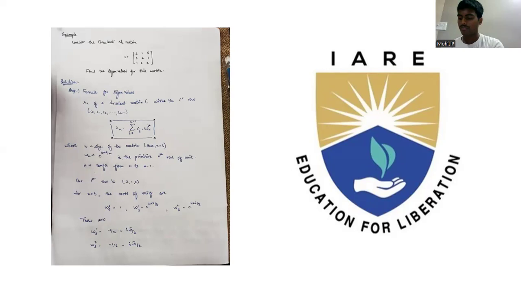Our first row, as we see in the question, is 2, 1, 0. For n equals 3, we calculate the roots of unity: omega 3 to the 0, omega 3 to the 1, and omega 3 to the 2. We get omega 3 to the 0 is 1, and the others correspond to 2 pi by 3 and 4 pi i by 3. Omega 3 to the 1 is minus 1 by 2 plus i root 3 by 2. Omega 3 to the 2 is minus 1 by 2 minus i root 3 by 2.